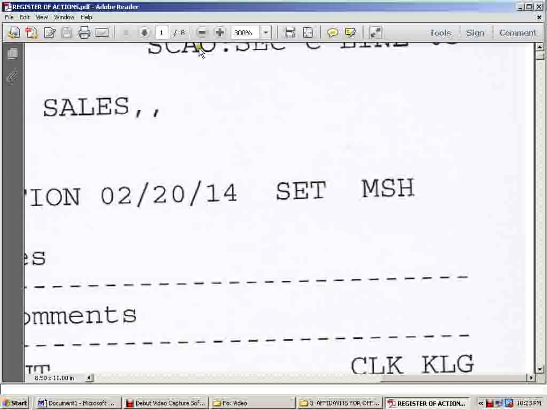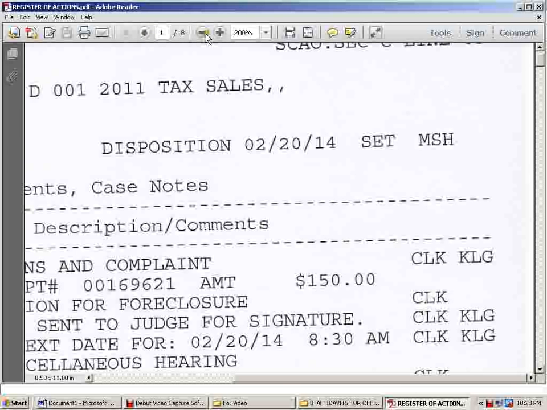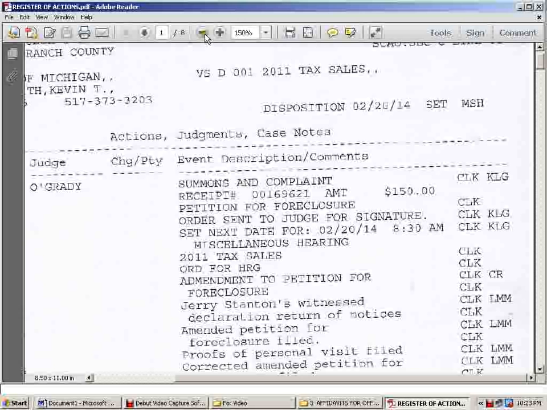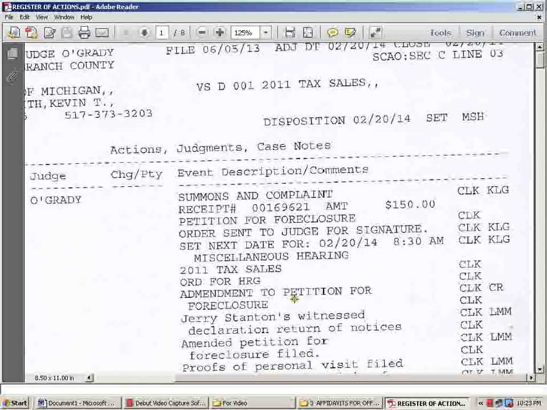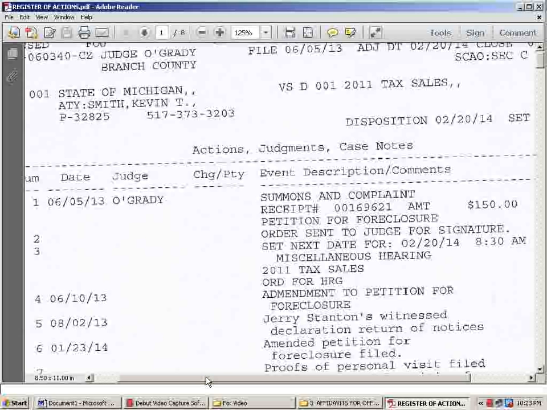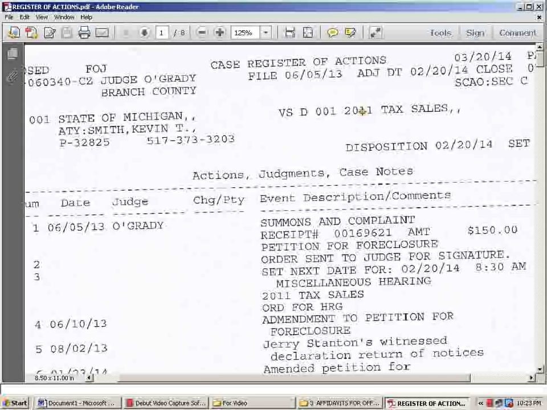Okay. This is a copy of the case register of actions for this case. I don't want to show on this. This has the defendant as being the tax sale. That's interesting.